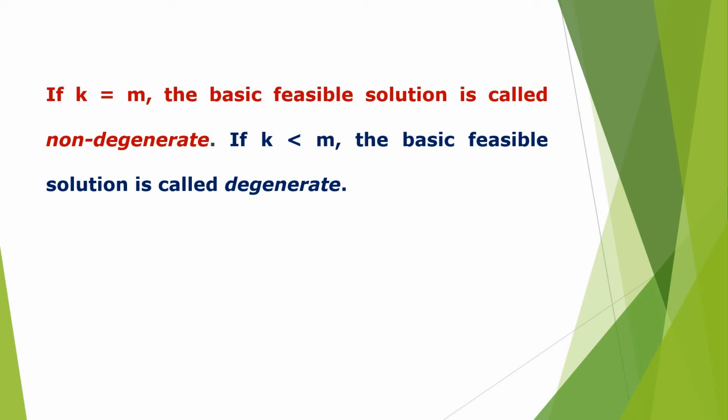If k is equal to m, that is possible. If you have 3 variables and 3 equations, I can get the solution if all the 3 decision variables are non-negative. That means if k is equal to m, the basic feasible solution is called non-degenerate. And if k is less than m, the basic feasible solution is called a degenerate solution.